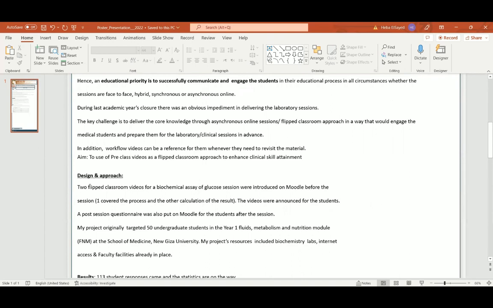Now, the aim of my project is to use pre-class videos as a flipped classroom approach to enhance clinical skill attainment. The design was as follows. Two flipped classroom videos for the biochemical assay of glucose session were introduced on Moodle before the actual session. One covered the workflow and the other the calculation of the results. The videos were announced for the students, and a post-session questionnaire was also put on Moodle for the students after the session.